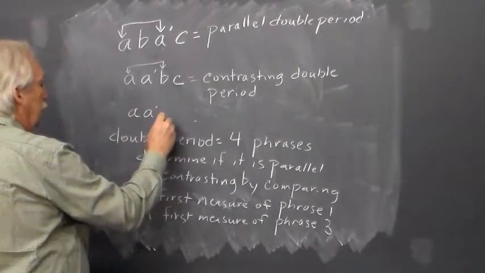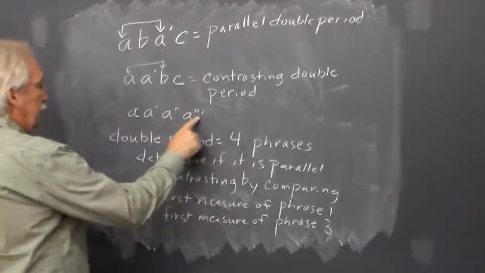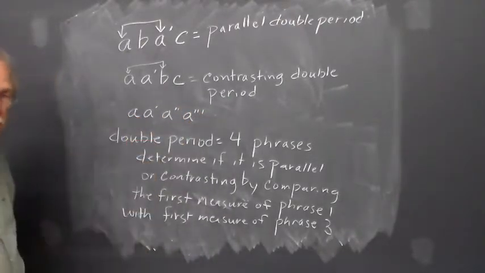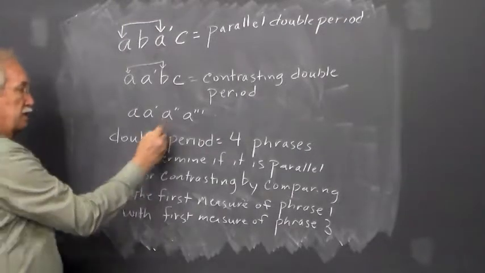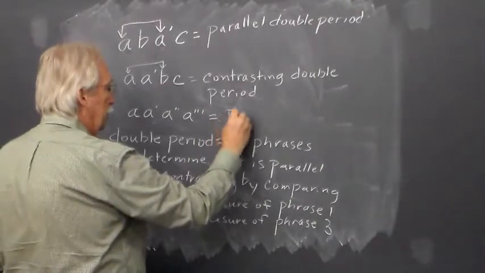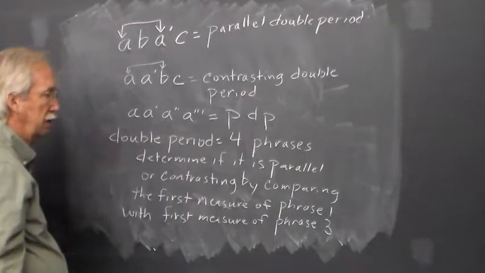Then you could have something like this. So you have 4 phrases. They are all parallel in construction. You would call this a parallel double period. I'm just going to write P, D, P. Parallel double period.